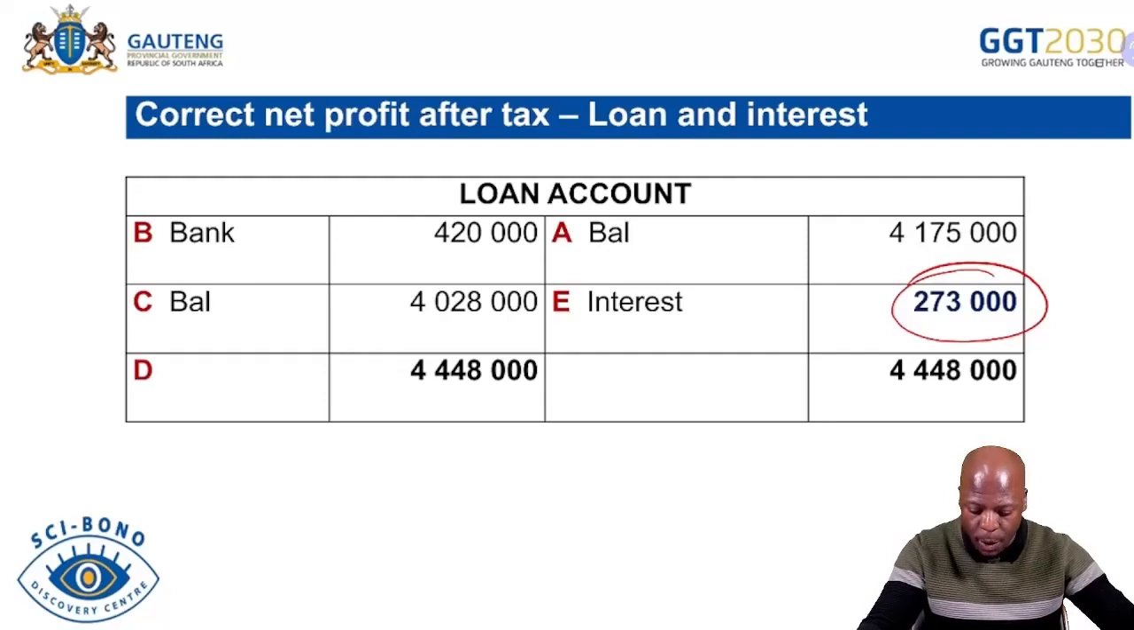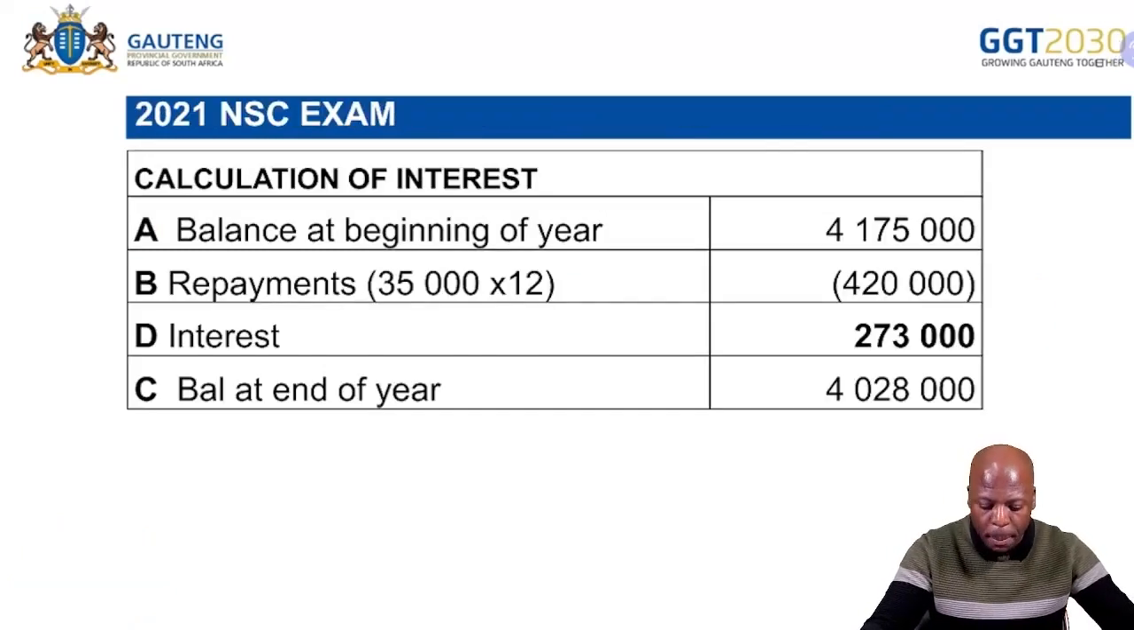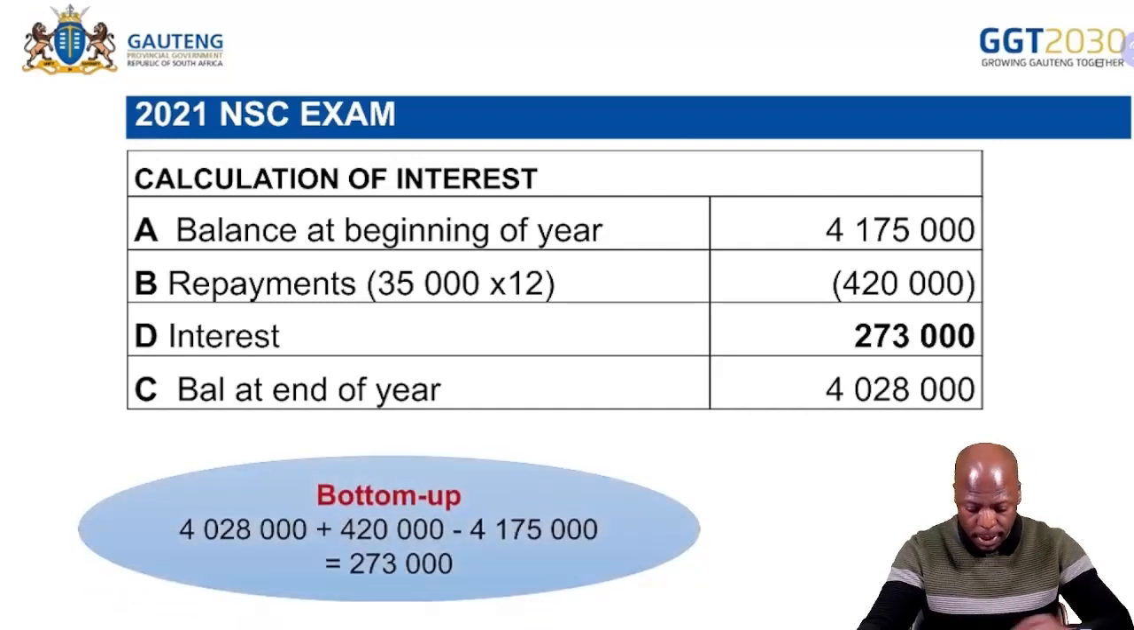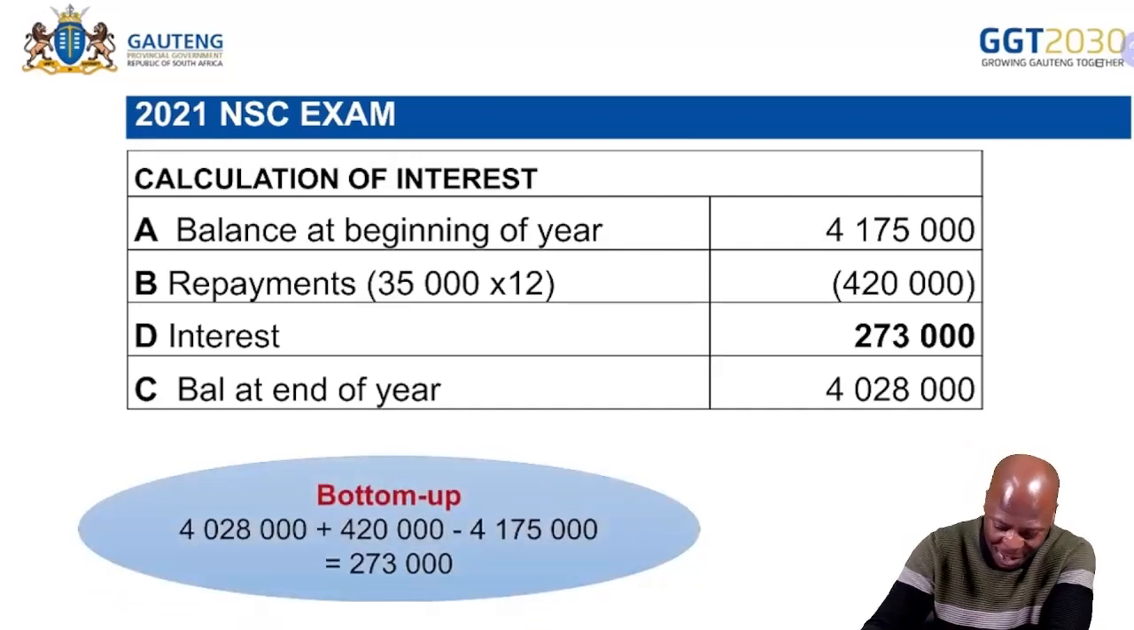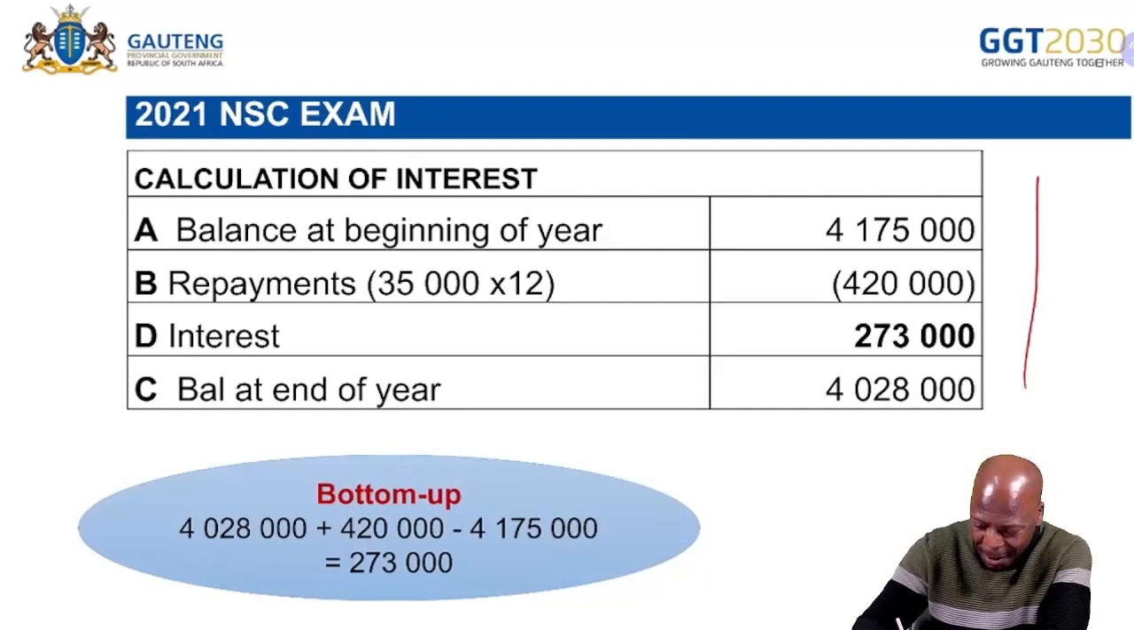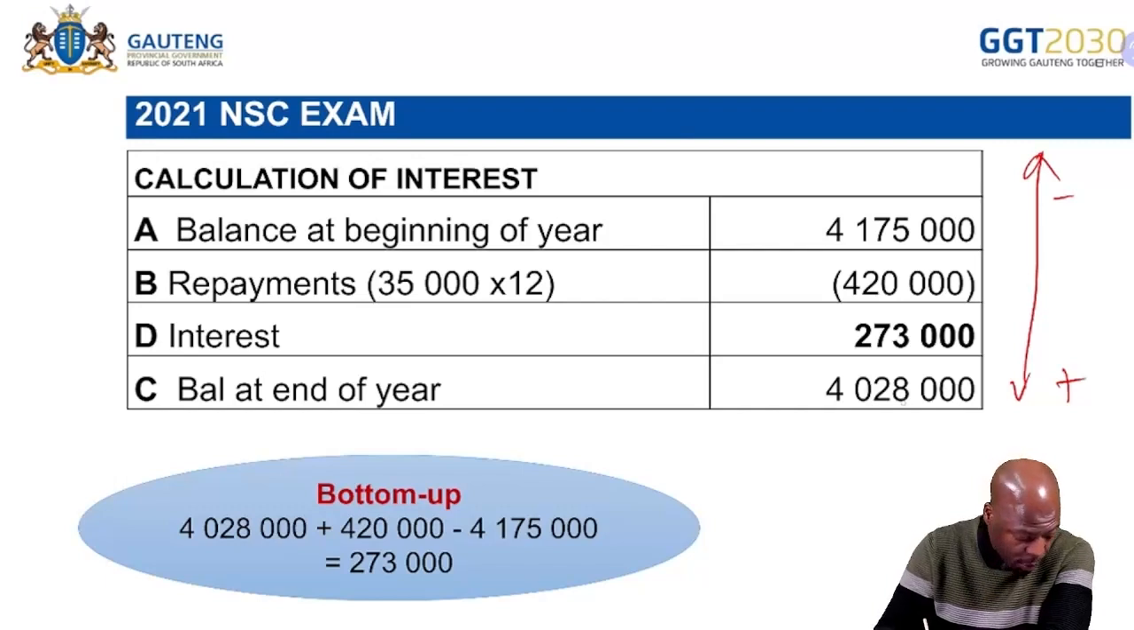Okay, now I want you to see how you would do it if you're using the bottom-up method. With the bottom-up method, remember, when you go up, what we agreed, when you go up, you subtract. When you go down, you add. So you're starting off with your 4,028,000. You're going to say 4,028,000 plus the 420 because you're going up.